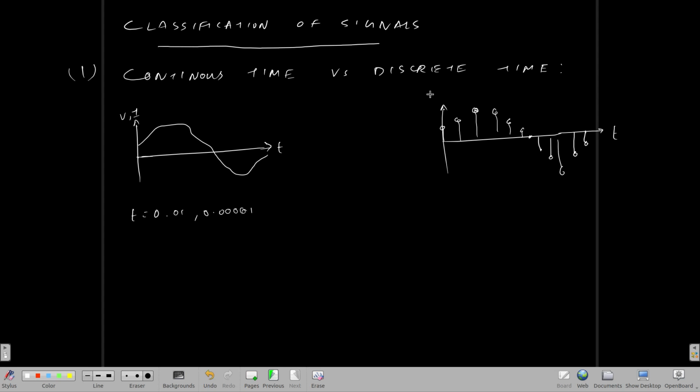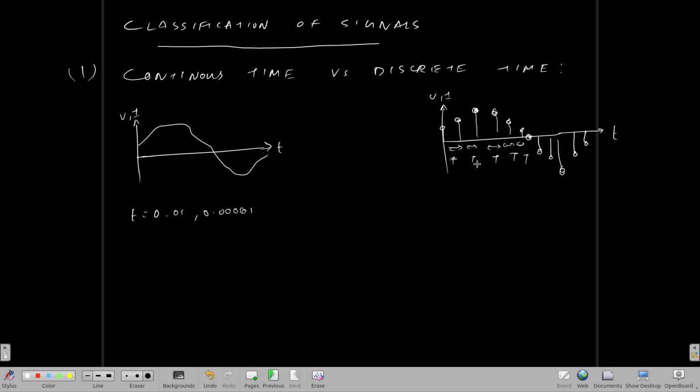But when it comes to discrete time, what is the difference? Here you can see these dots. These dots are the voltage or current values at certain times. Mind my drawing, assume that these points are equidistant from each other, equally distant. That is, if this is T, this is also T, this is also T, this is also T.